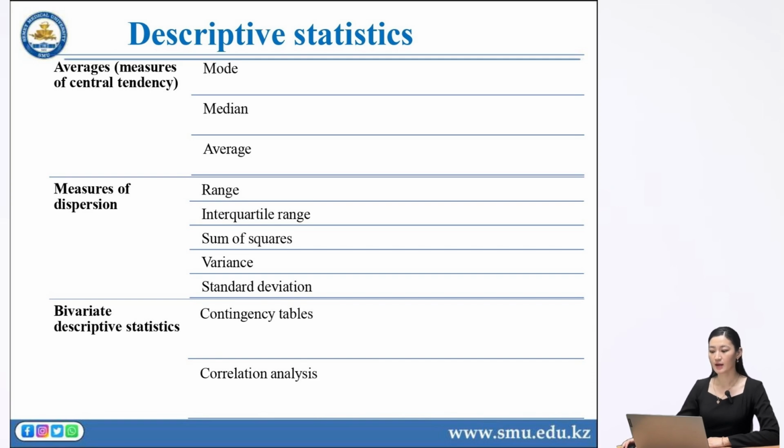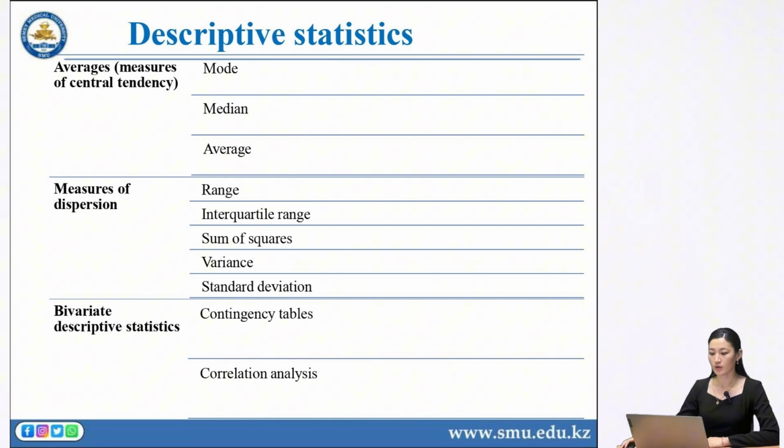Descriptive statistics helps us summarize and describe data in a simple and clear way. We can divide descriptive statistics into two parts: averages, measures of central tendency. This includes the mode, median, and mean. They tell us the center of the data. Measures of dispersion. This includes the range, interquartile range, sum of squares, variance, and standard deviation. They tell us how far the data values are spread out.